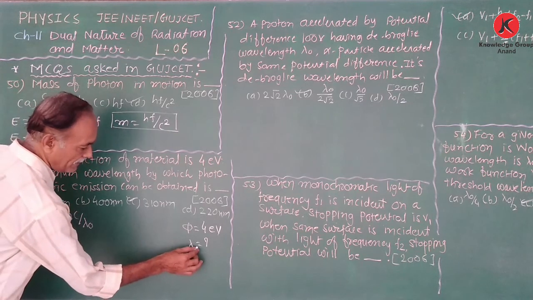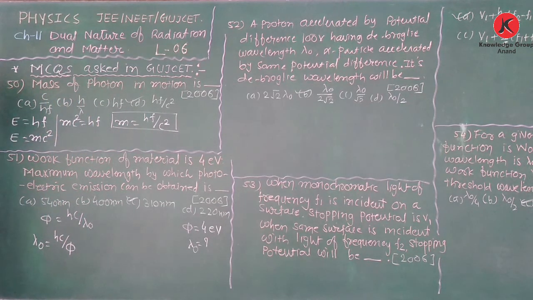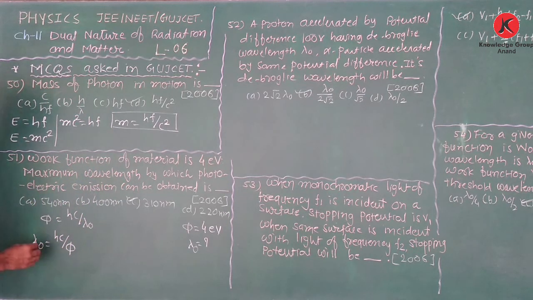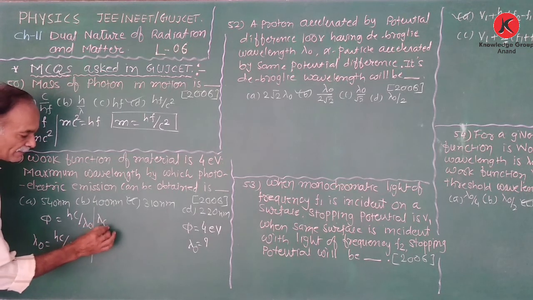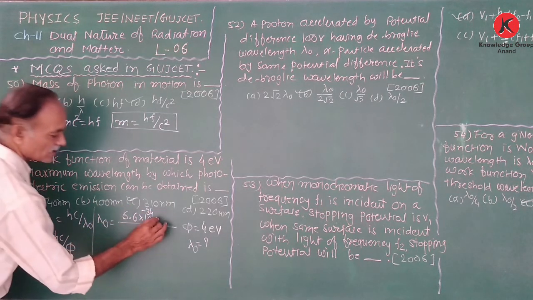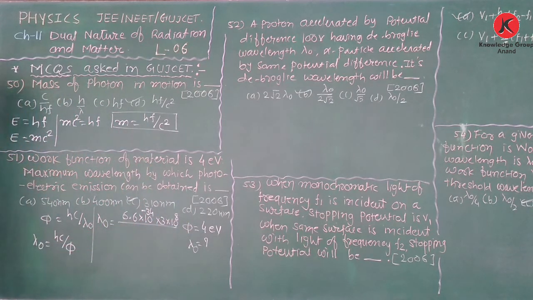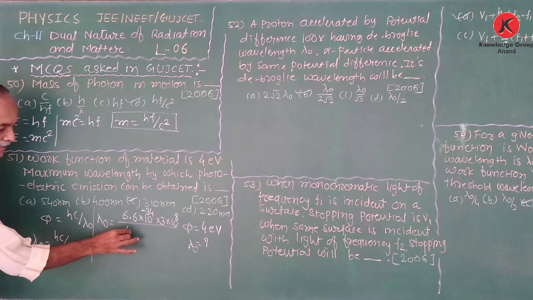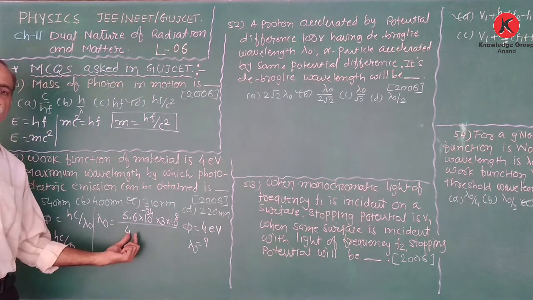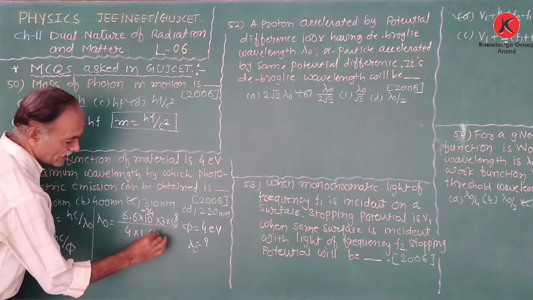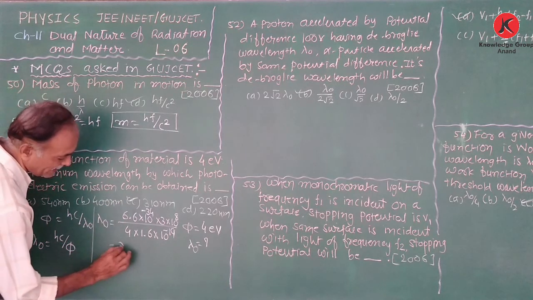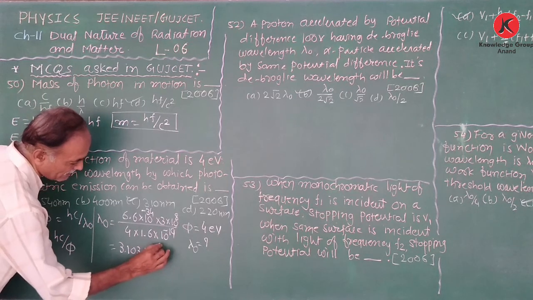Actually, we require the threshold wavelength, the maximum threshold wavelength needed to produce photoelectric emission for the given work function of 4 electron volt. For that, lambda 0 is equal to hc upon phi. We substitute Planck's constant 6.6 into 10 to the power minus 34, and c, the velocity of light in vacuum, 3 into 10 to the power 8, upon the work function phi, which is 4. Now listen, the work function is given in electron volt, but hc is in joule, so we have to convert the work function into joule. Therefore, 4 into 1.6 into 10 to the power minus 19. Therefore, lambda 0 is obtained in meter: 3.103 into 10 to the power minus 7 meter.